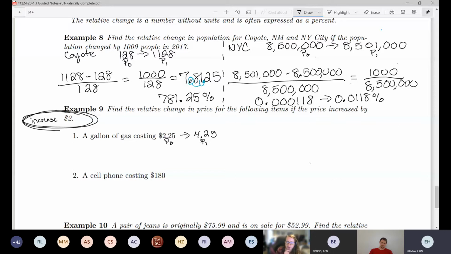So the relative change there: this is our ending value. We do our p sub 1 minus p sub 0, so our ending value minus our beginning value, all over the beginning value. So 2 over 2.25.